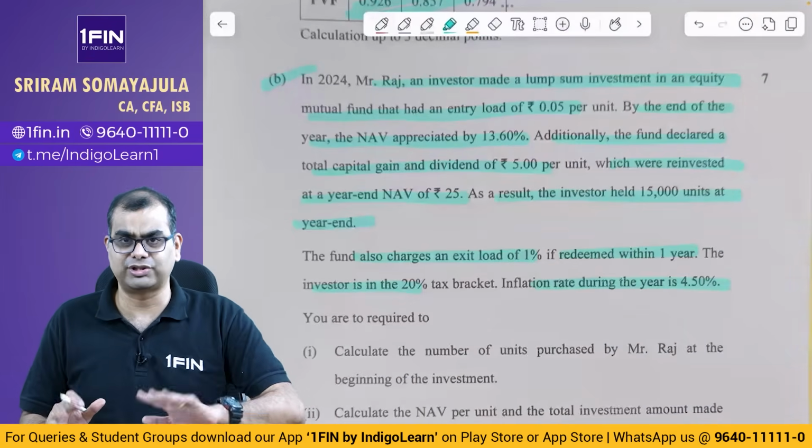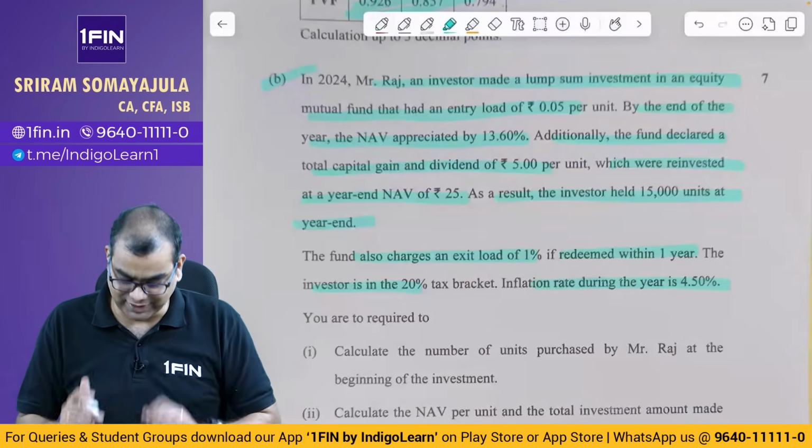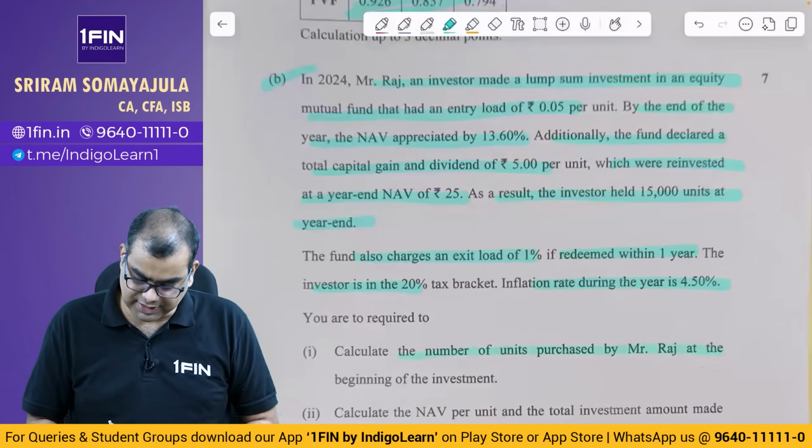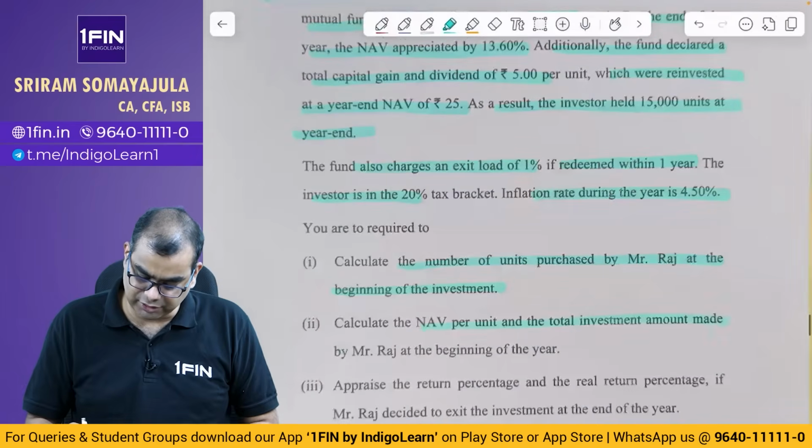So, basic question. Most of you would have already read it. That's why I'm reading it fast. Calculate the number of units purchased by Raj at the beginning of the investment. Calculate NAV per unit and total investment made at the beginning of the period.